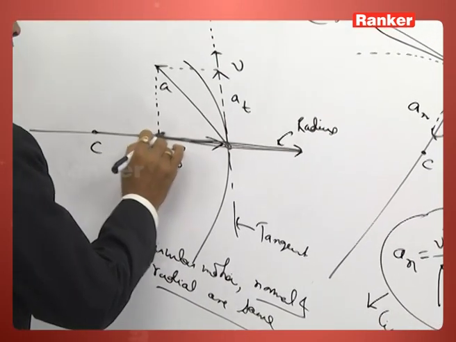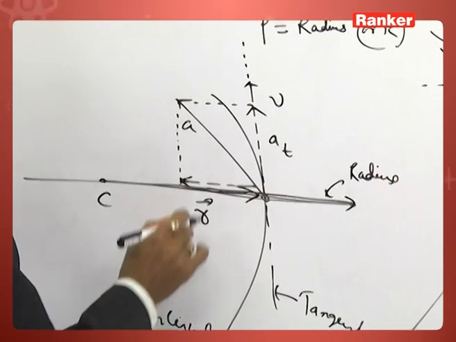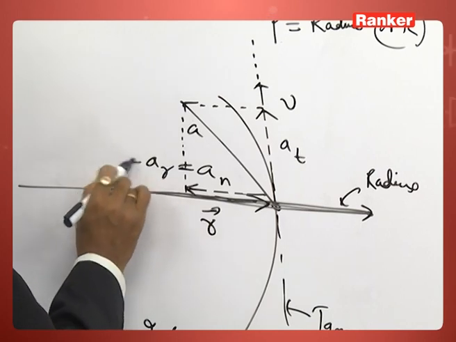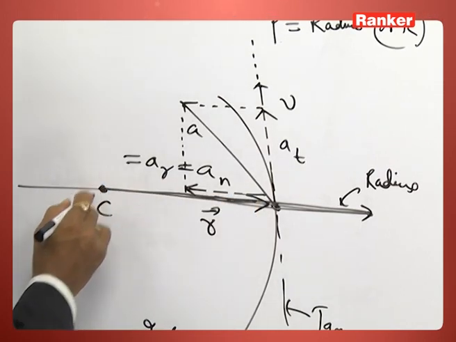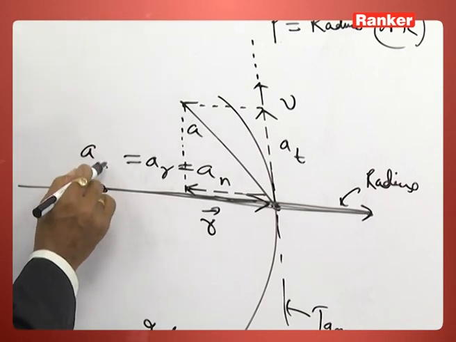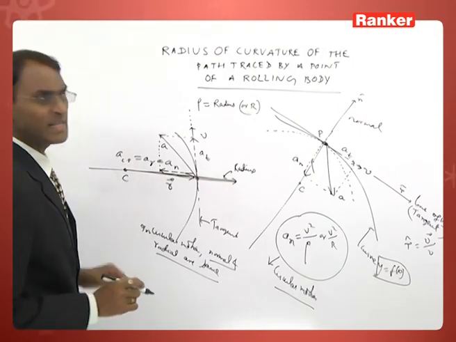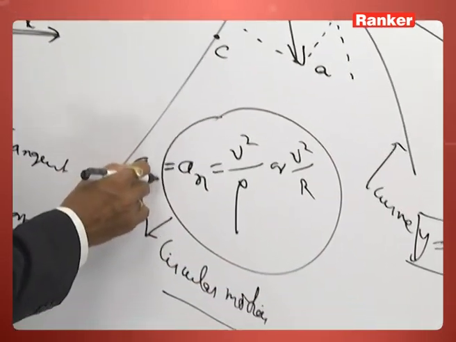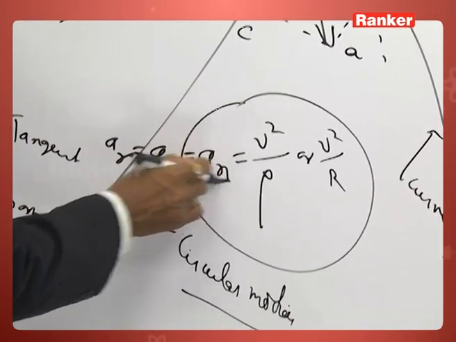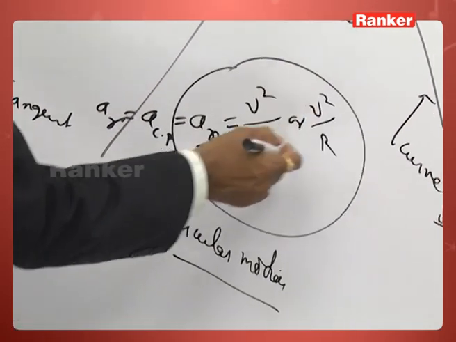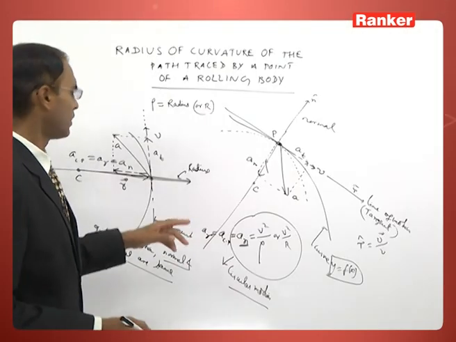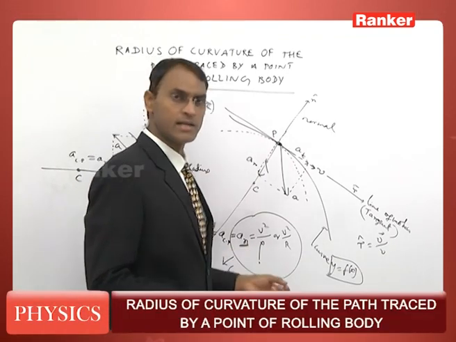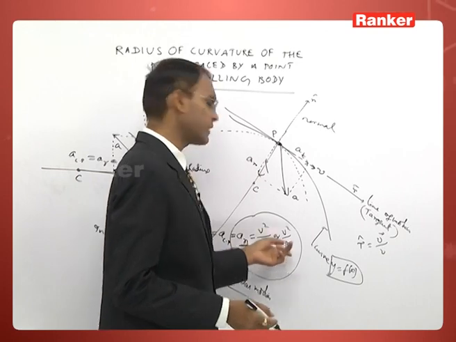Geometrically, you can show that the component of the acceleration along the radial direction is called normal acceleration or radial acceleration. Since this acceleration is directed towards the center of the circular path, this is also termed as centripetal acceleration. And that centripetal acceleration, or radial acceleration, or normal acceleration, can be written as v square by rho. Rho is not the density here. Rho can be written as the radius of curvature. If you don't like this term, you can write r.